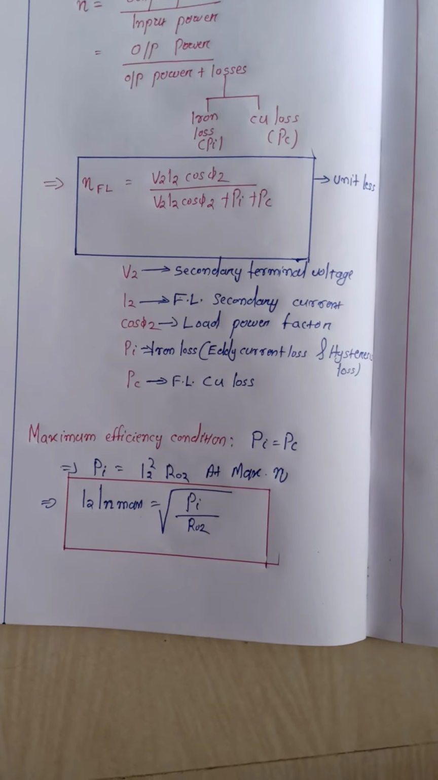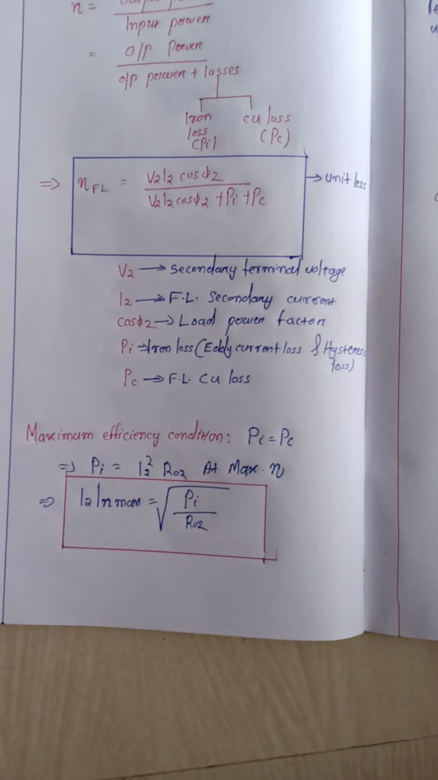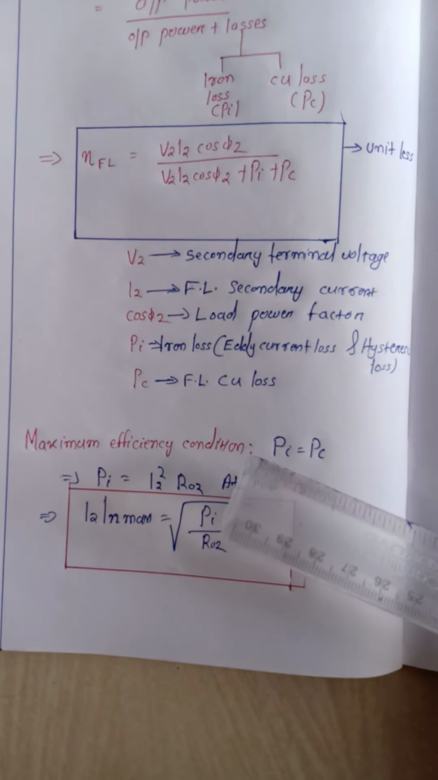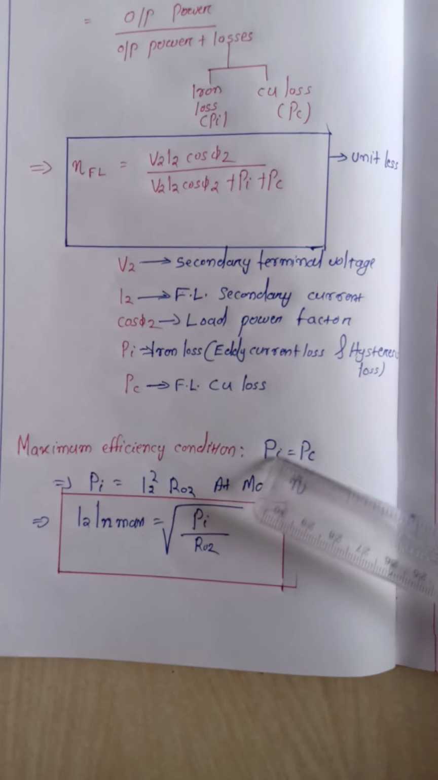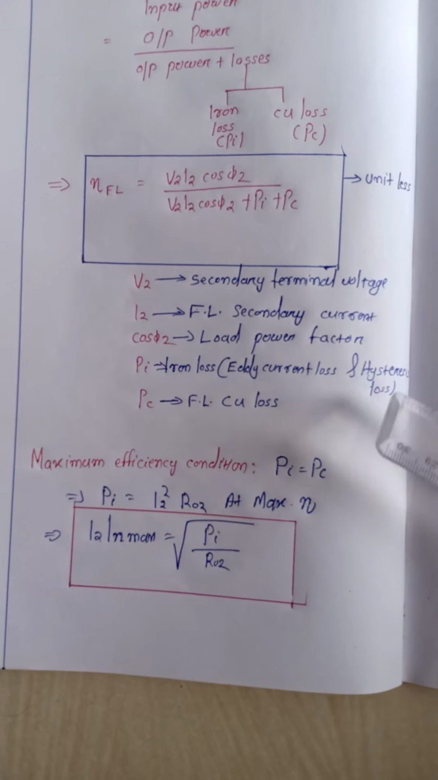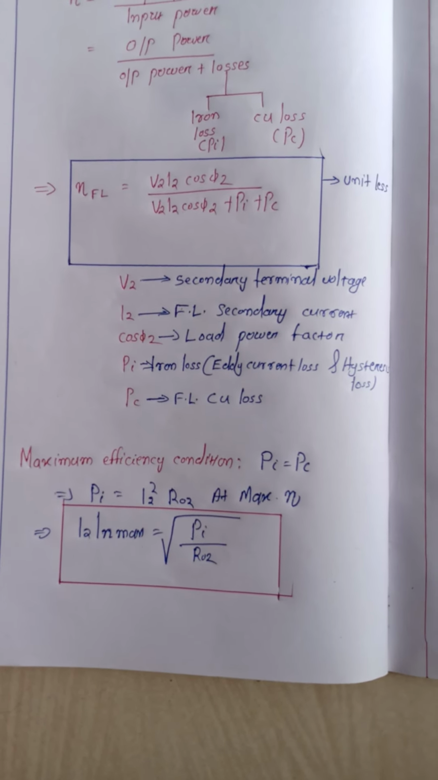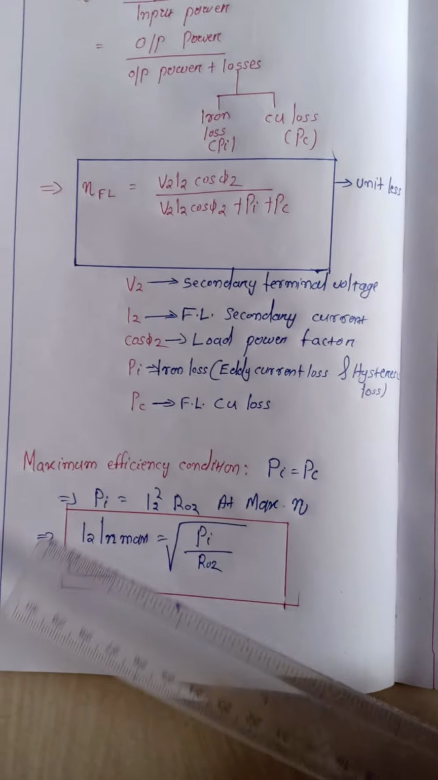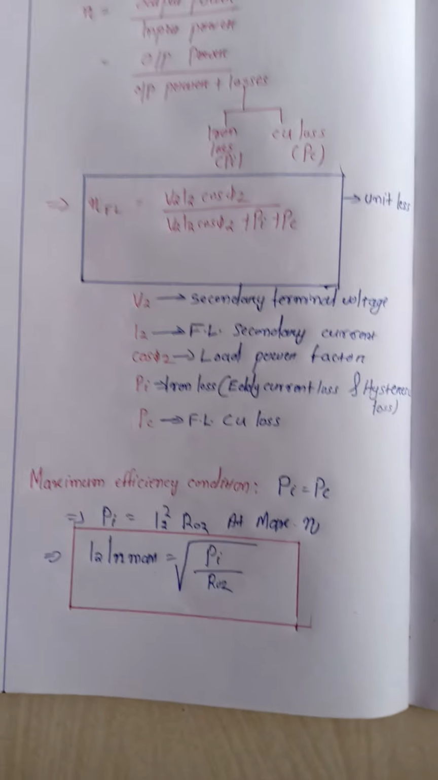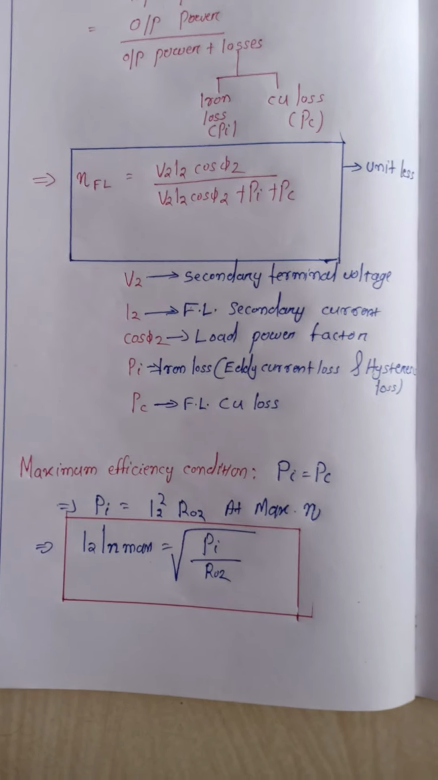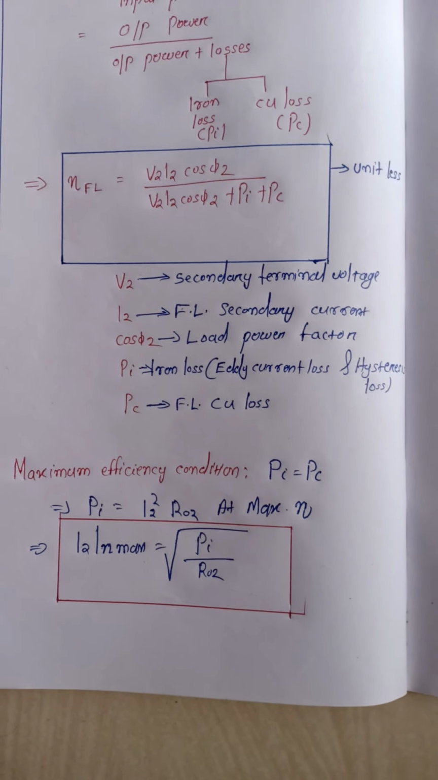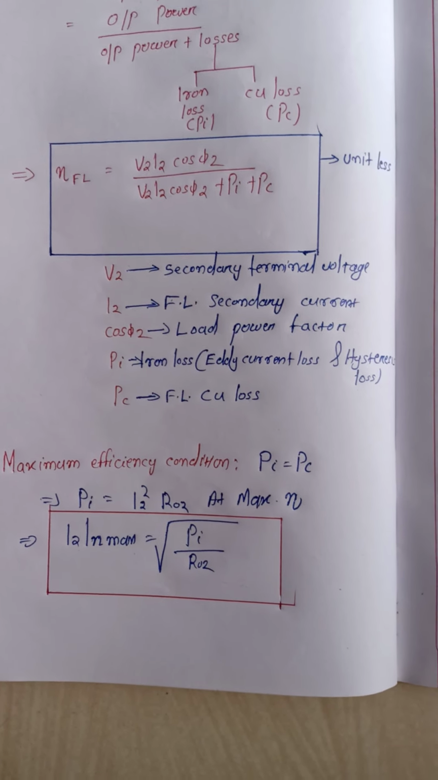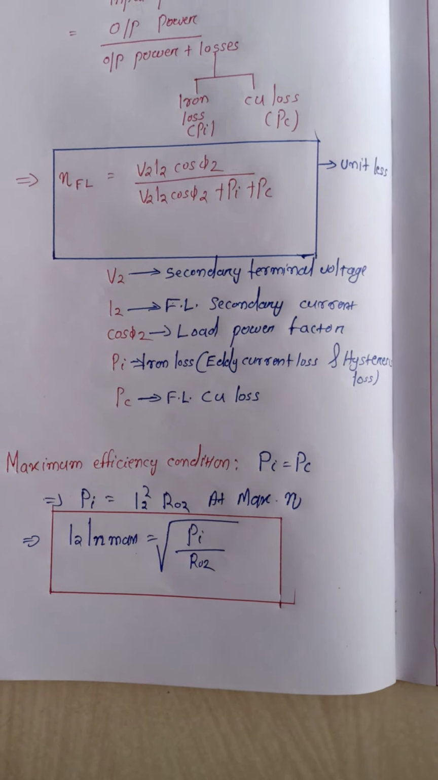And the first equation, that is the condition of maximum efficiency: when Pc, that is copper loss, is equal to iron loss, maximum efficiency occurs for a transformer. The value of secondary load current at the maximum efficiency condition is root over of Pi divided by the transformer resistance with respect to the secondary.